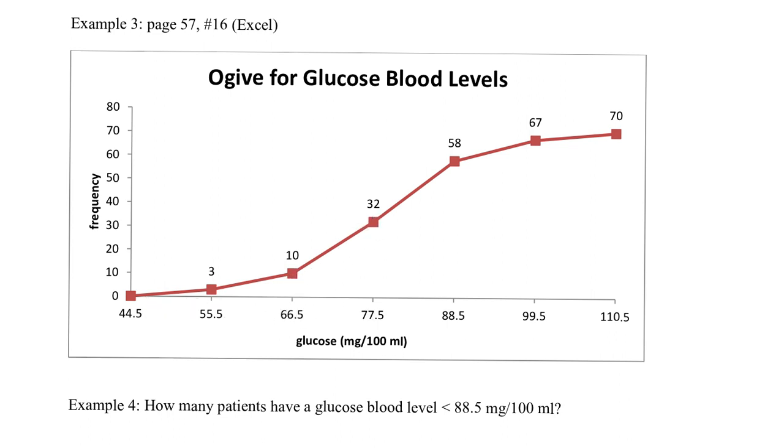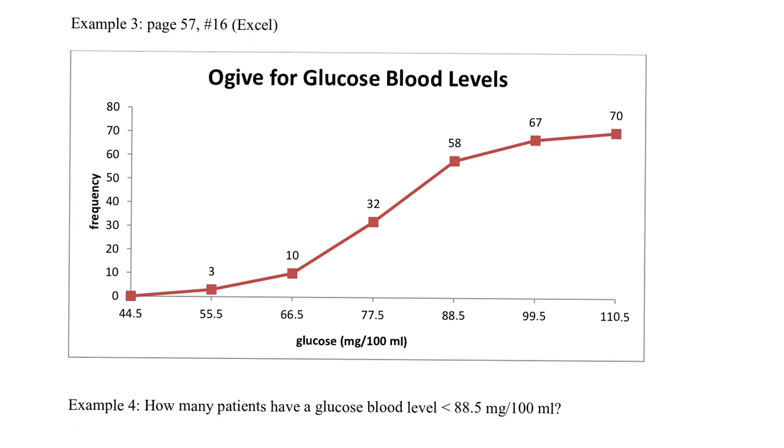So if you look on the last page again, between 77.5 and 88.5, there were 26 data points. So I had 32 that were less than this. Now I add another 26, right? 32 plus 26 gives us 58. So this just means that if you look at this number, 88.5, 58 of those numbers are less than 88.5 milligrams per 100 milliliters.